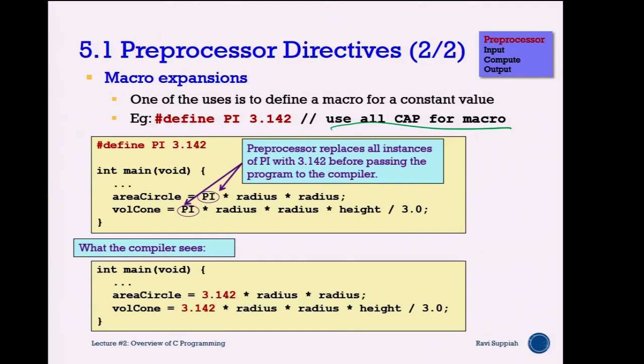So what will the preprocessor do? It will go in and see, okay, I have a #define pi 3.142. So it will look at your whole code. Wherever I see pi, I replace it with 3.142. Okay? So that's the preprocessor. Then only the compilation will run. So the compiler does not see the variables associated with constants.